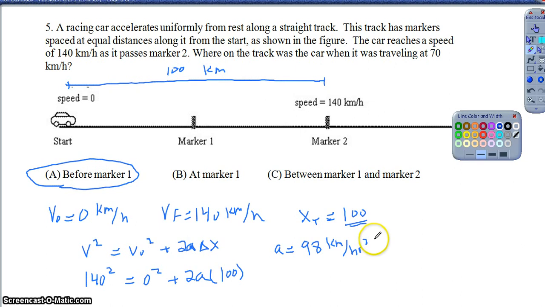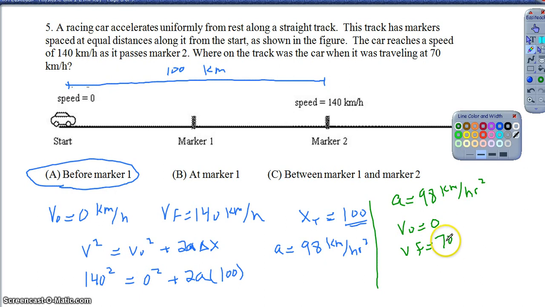The reason that's helpful is now I can reset and start from 0 again and say, let's figure out how far we're going to go when we reach 70 kilometers per hour. Okay, so I'm going to reset and ask, how far do I have to go? Do I have to go 50? Do I have to go past 50 or less than 50 in order to reach 70 kilometers per hour? So I know the acceleration is still 98 kilometers per hour squared, excuse me, because they told me it was constant. I know the initial velocity is still 0 because I'm going right back to the starting point. I know the final velocity that I'm curious about is 70. So once again, I have 3 of my 4 measurements.